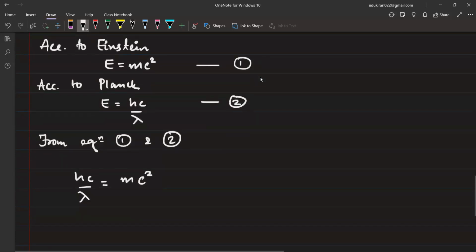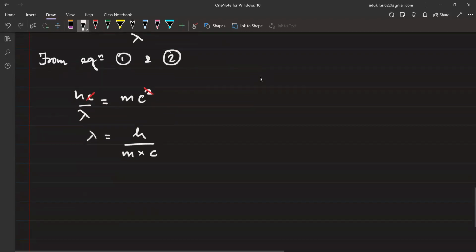Now, in order to simplify it a bit, I can cancel this square and this c, right? And I will be left with, if I put this lambda there, lambda will be equal to h upon mass into the velocity of light, since m and c will go down.